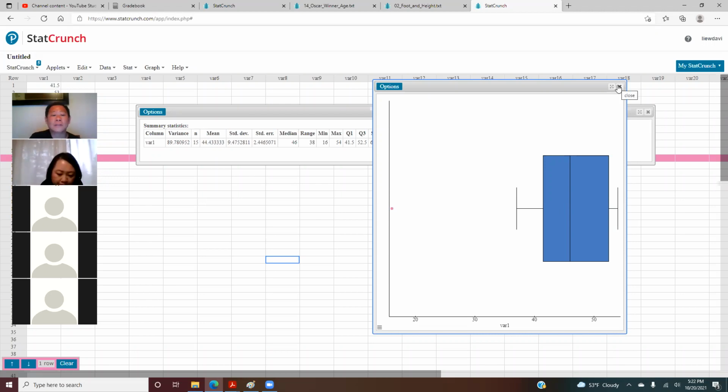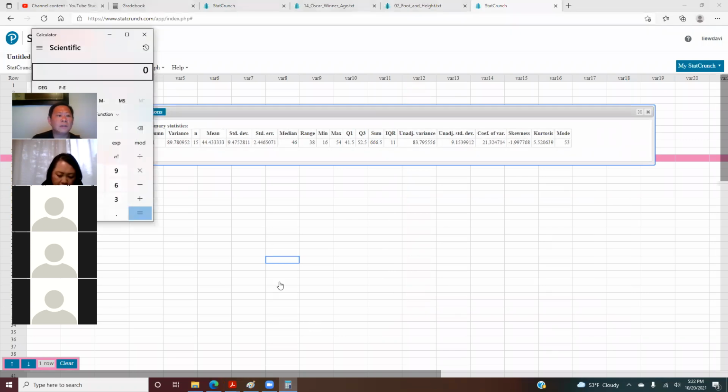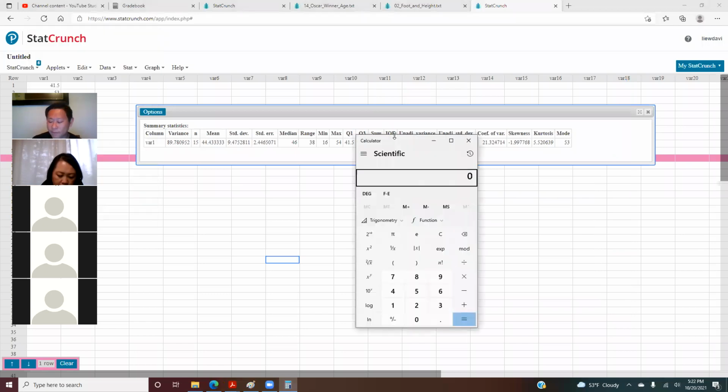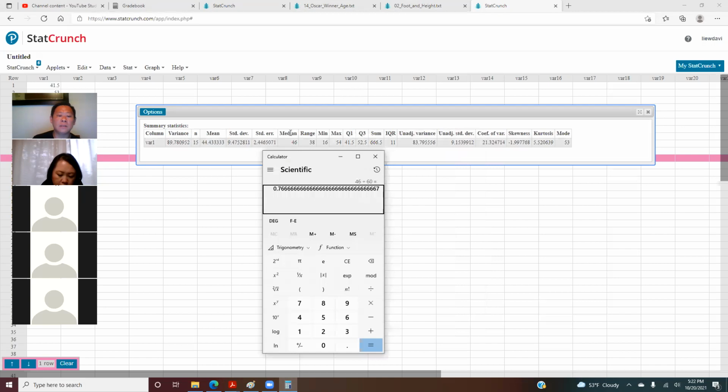Anyway, this is the stuff that you learn in my class. It's pretty much skewed, so the median is 46. I recommend the median. If I take 46 out of 60, it's around 77%, or 76%, is your average. The reason why I take the median here is because it has an outlier. Okay.